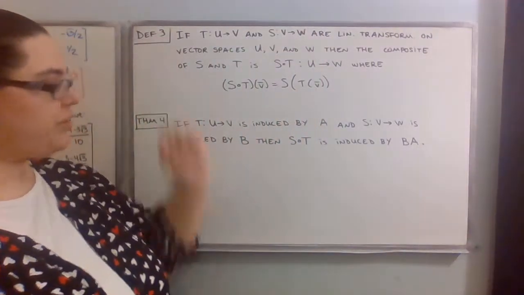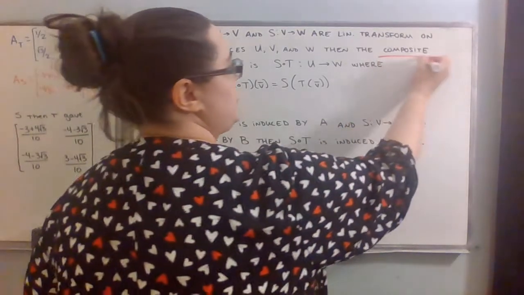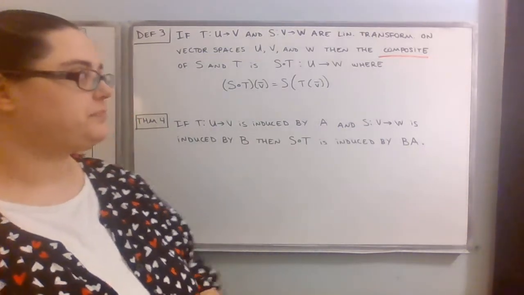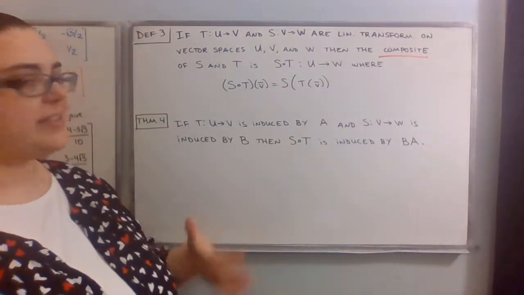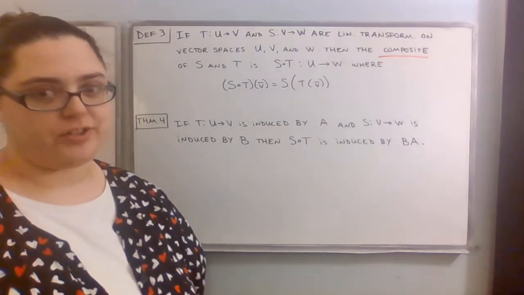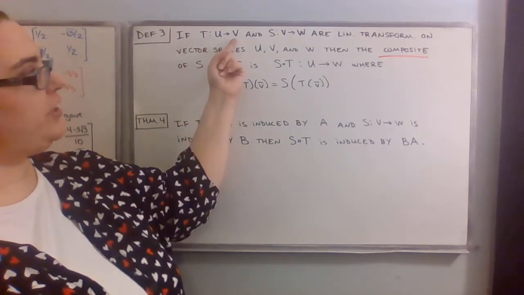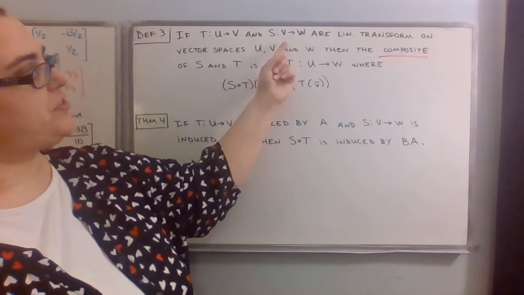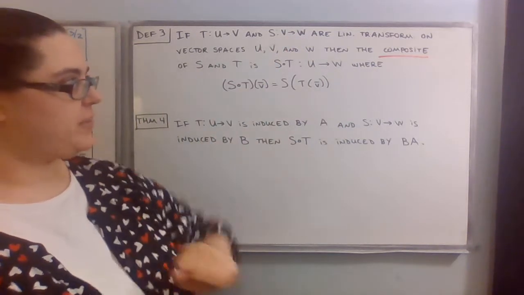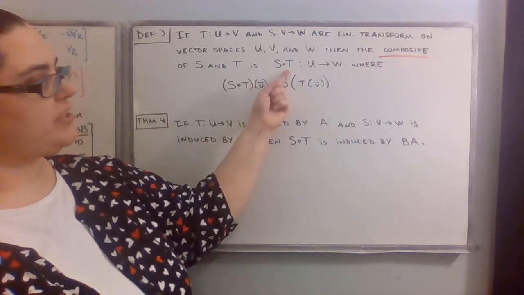For definition 3, we're defining what it means to compose linear transformations. If you want to pause the video and copy down this definition, now you may. But basically, it's the very same sort of definition as for the functions you're used to. If T is a linear transformation from U to V, and S is a linear transformation from V to W, and we need U, V, and W to be vector spaces, then the composite of S and T is S composed with T.